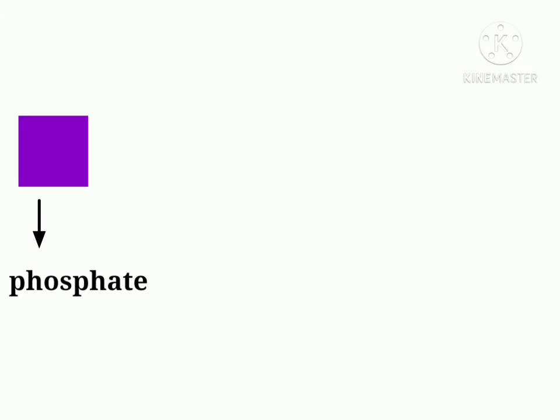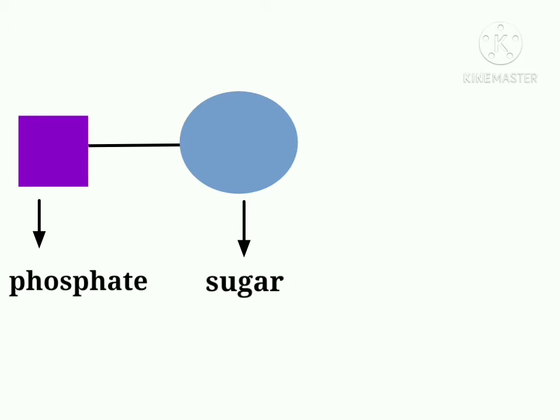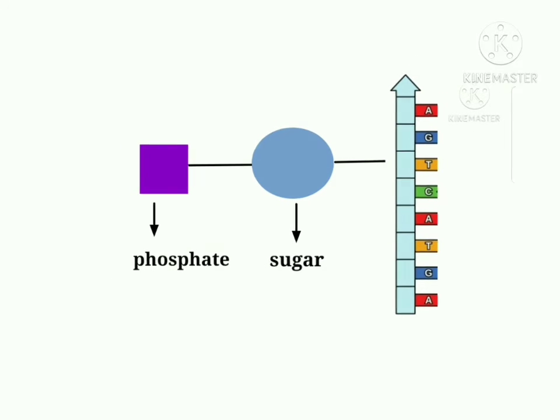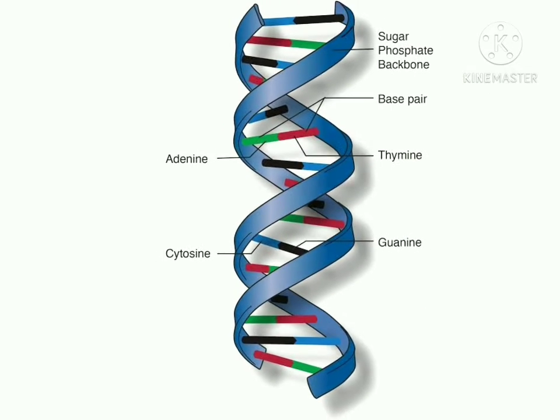The phosphate group is linked to sugar to form the side of the ladder, or the backbone of DNA, and complementary bases, A to T and C to G, are attached on this backbone. Due to the bonding of sugar-phosphate molecules, it forms the DNA into a helix structure.